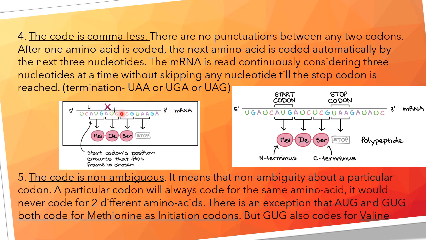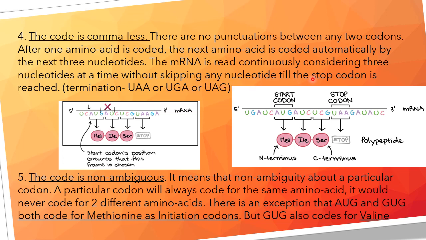So we always read mRNA in a continuous manner, considering 3 nucleotides at a time. The first 3 nucleotides code for methionine, so we forget that and move towards the next 3 nucleotides. We will not think about AUG again, because it will cause overlapping, and that is not how translation goes. So the mRNA is read continuously, considering 3 nucleotides at a time without skipping any nucleotide, till the stop codon is reached.